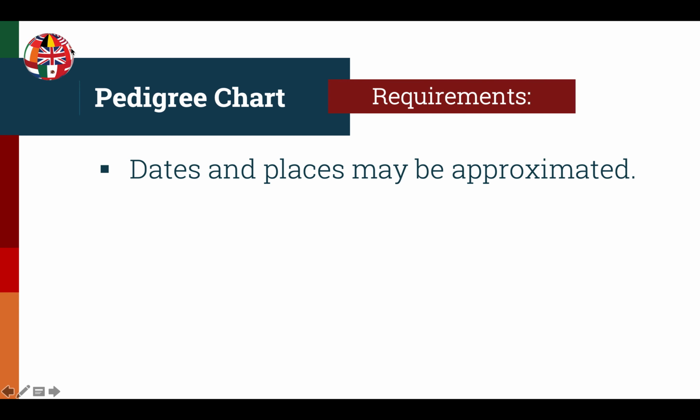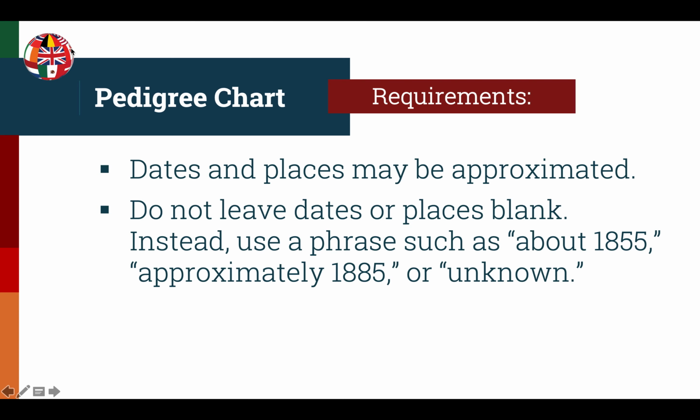Keep in mind that dates and places may be approximated. If an exact date or place cannot be found, be sure that the research log reflects a thorough search of this missing information. Also, do not leave dates or places blank. Instead, note the approximated information using a phrase such as about 1855 or approximately 1855 or something like that. If information cannot be approximated, use the word unknown.